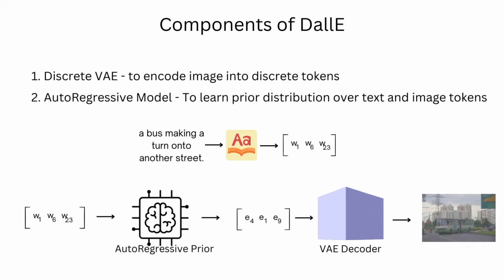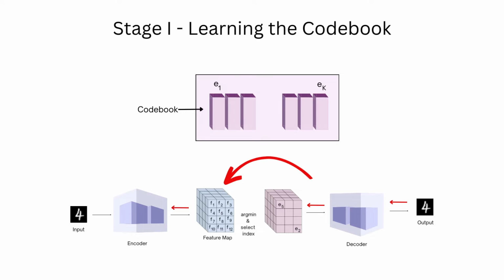In our last video on VAE, we learned this prior only over image tokens using a simple LSTM. Here, we are bringing text as well into the picture and passing to the model the entire sequence of text and image tokens as one single stream to train it. The two components are trained in two different stages. In stage 1, we learn the codebook.